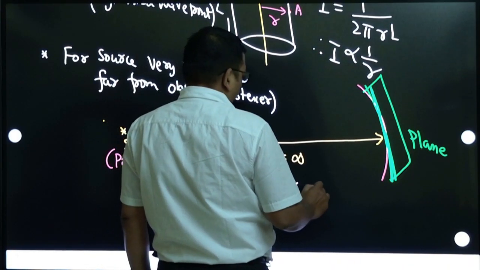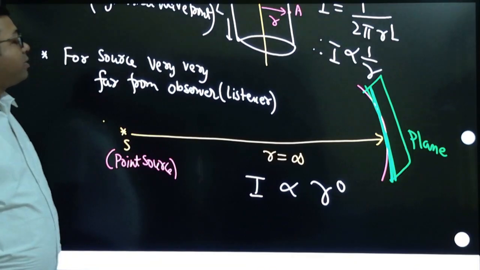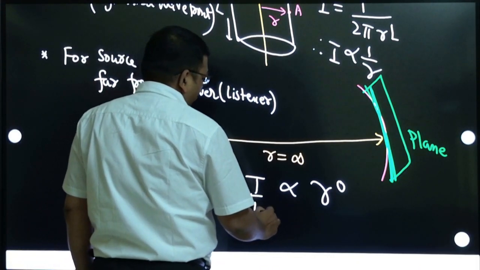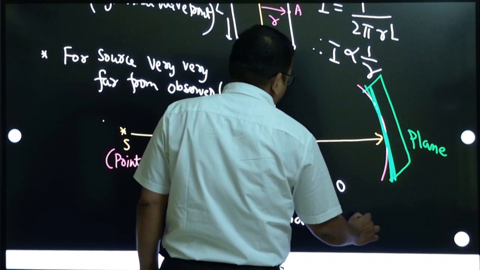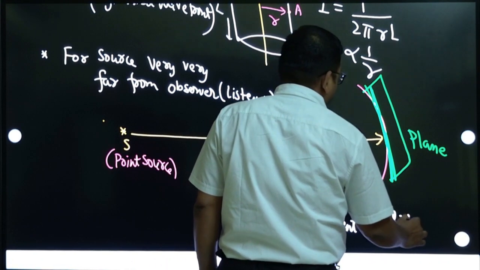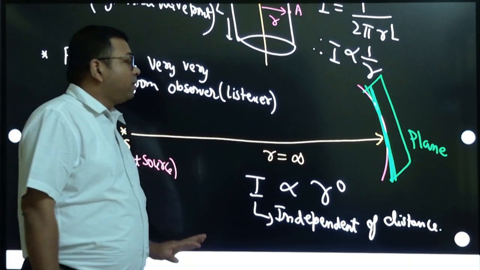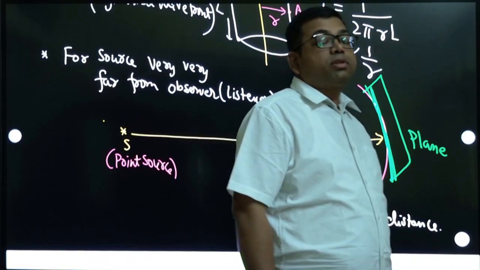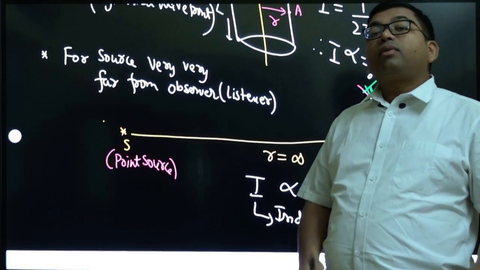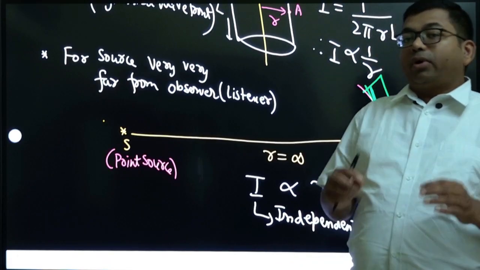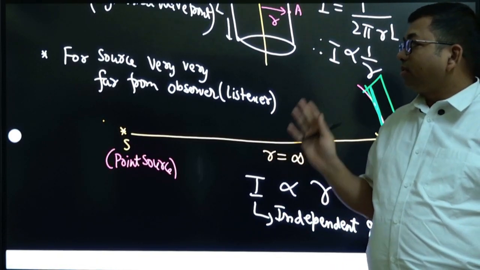Intensity does not depend at all on radius, radius power 0 you can say. Intensity is independent of distance. So we should remember these three types of sources. In the question they can change the type of source. They may say it is a source at infinity, or a cylindrical source, cylindrical wavefront, which is a line source, or a point source for a spherical wavefront. They can give anything in the question, and according to that the calculation of intensity will be different.